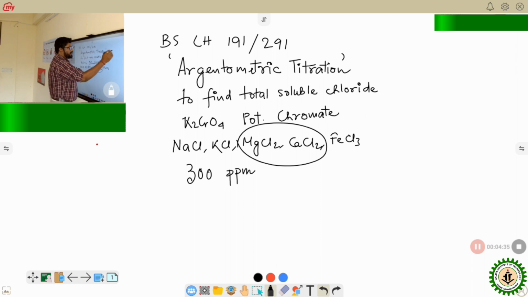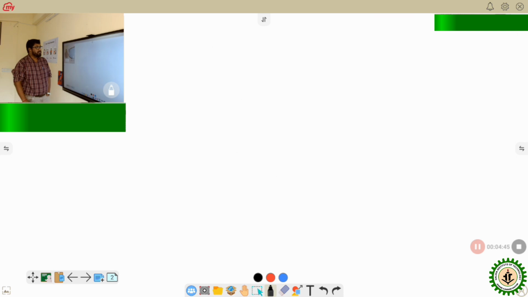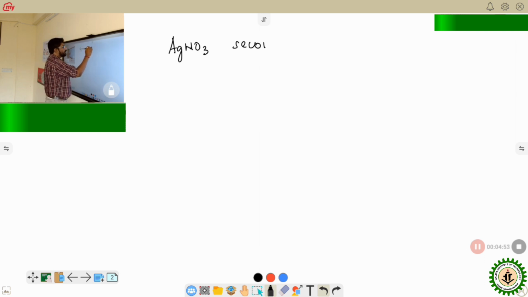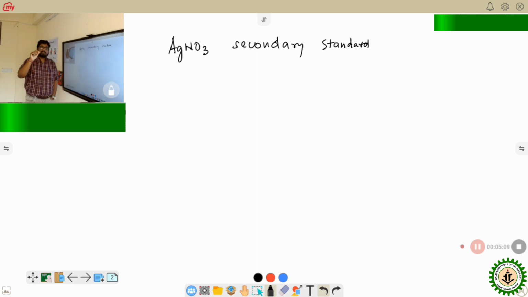Simple. We are going to use silver nitrate here for doing the titration. And as we know, silver nitrate is a secondary standard. Hope everybody knows what a secondary standard is. For those who do not know, secondary standards are those which have to be standardized by a primary standard. That means you cannot directly prepare a solution of a certain concentration of a secondary standard.